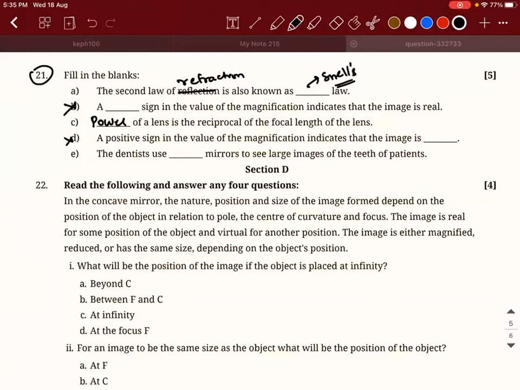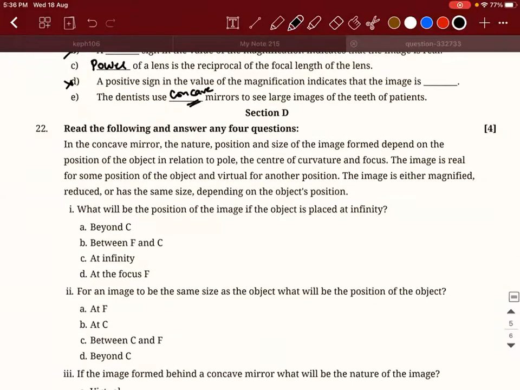The dentists use dash mirrors to see large images of the teeth of patients. You guys tell me? Concave. Very good. They use concave mirrors. Correct. Now try this. So in the concave mirror, the nature, position, and size of the image formed depend on the position of the object in relation to the pole, the center of curvature, and the focus. The image is real for some position of the object and virtual for another position.